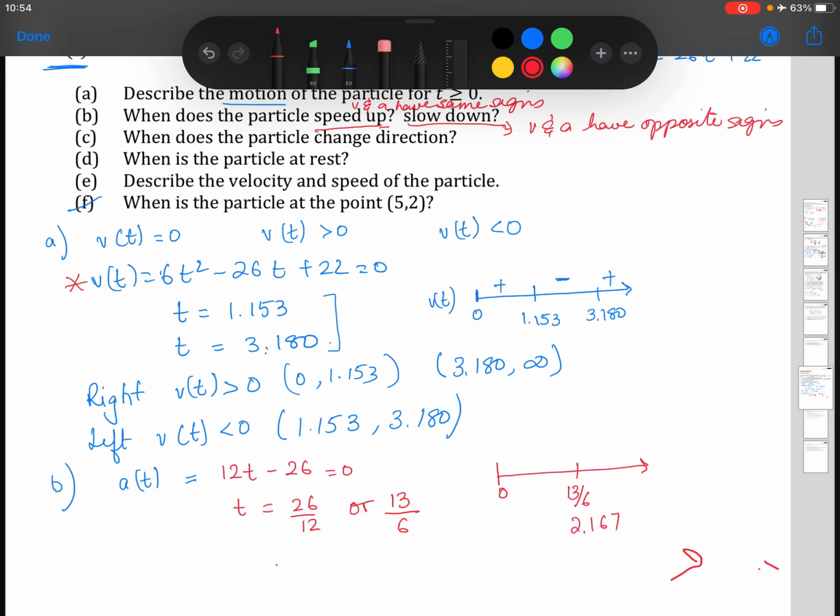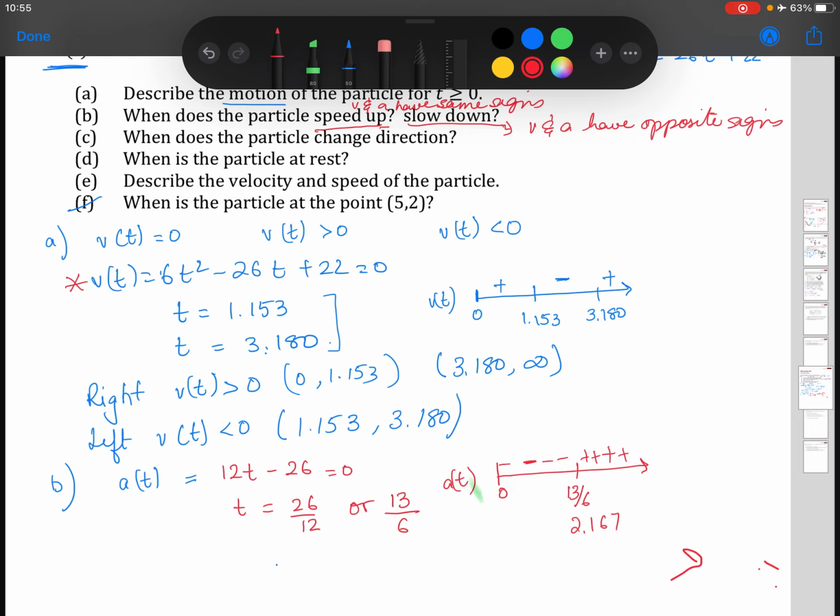So if I pick a number between 0 and 2.167, I picked 1, I get a negative number. If I pick a number greater than 2.167, I end up with a positive number. So it's negative all along here, and it's positive here. And this is my acceleration number line. So I want to compare them. If I was to compare them, look here, that's why I placed them underneath.